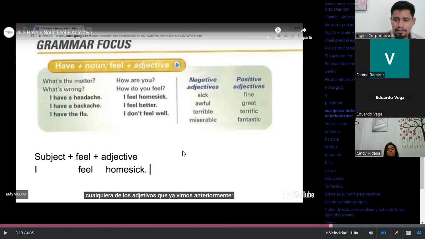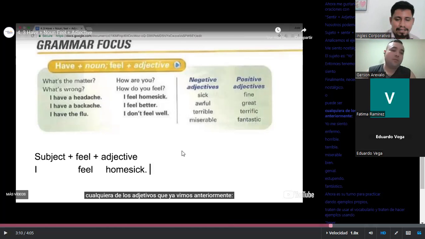Nostálgico, yes. That's the meaning of that word. Using this structure, I can express even negative or positive adjectives. For instance, I feel sick, I feel fine, I feel awful, I feel great, I feel terrible, I feel terrific, I feel miserable, or I feel fantastic. So, is it possible to use negative adjectives or positive adjectives in this structure here?